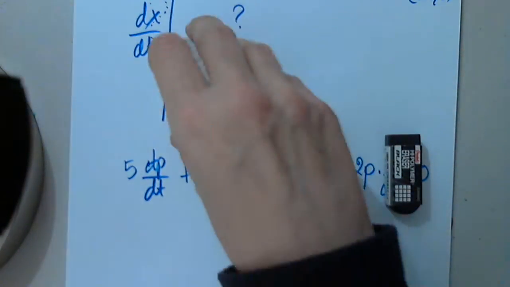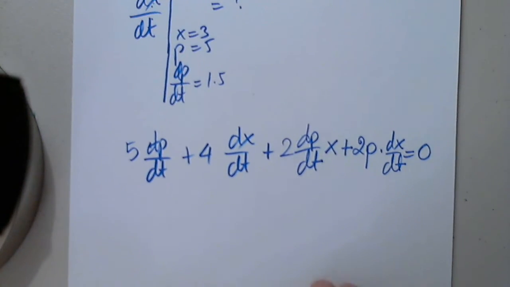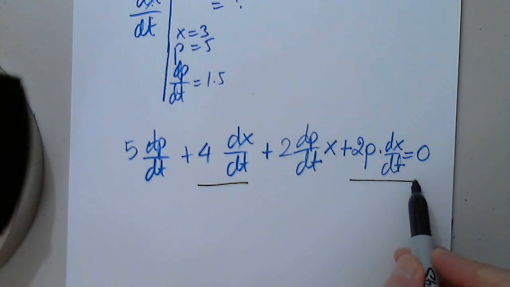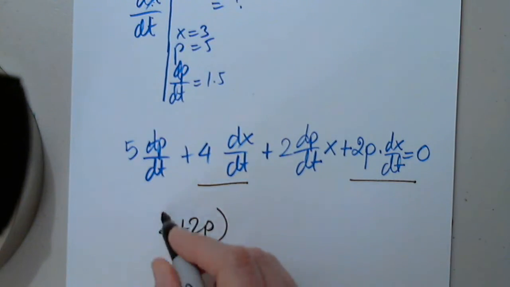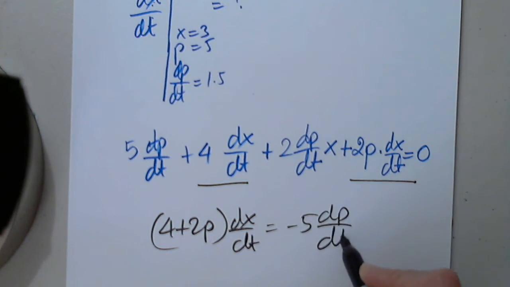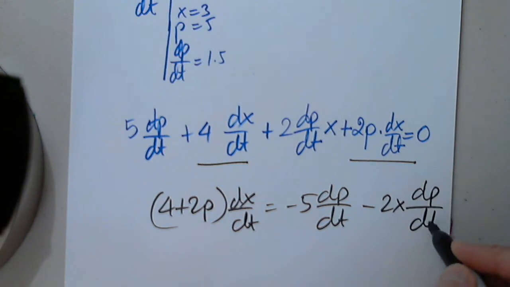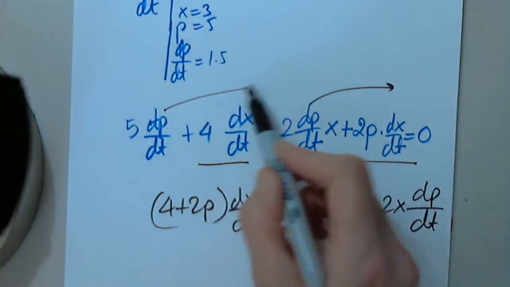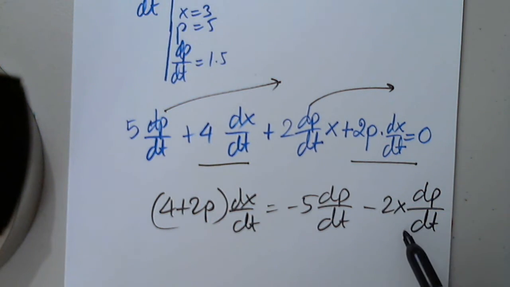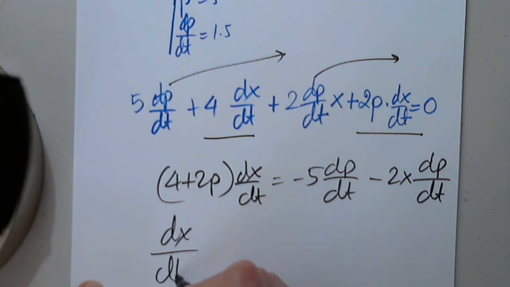Excellent. Yes. Okay, now you can teach this class and I can relax. Brilliant. Exactly. So the variable is here and here. So we have 4 plus 2p dx over dt. This moves. And this moves. This goes to the other side. This goes to the other side. They were positive, so they become negative. And yes, dx over dt will be all this over this.